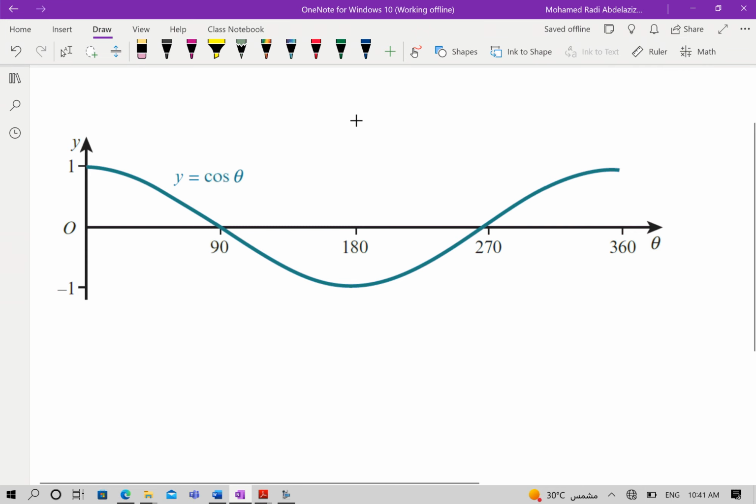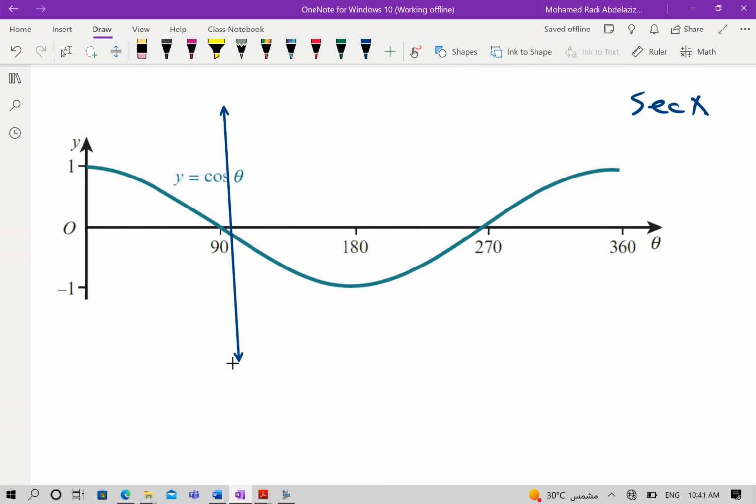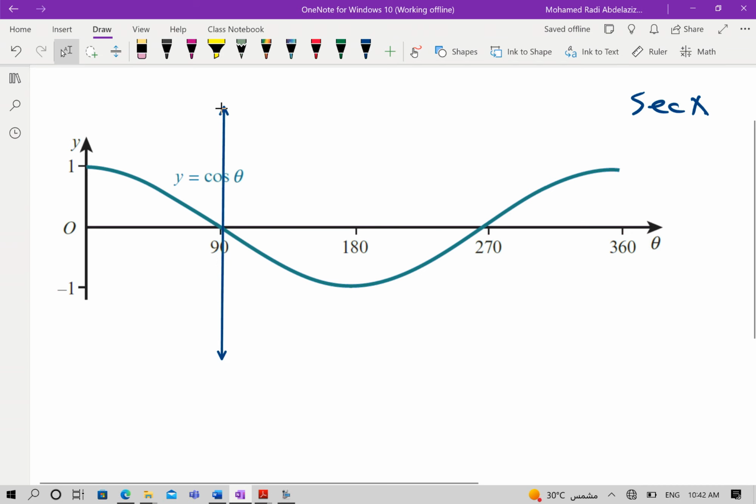The graph of cosine starts from 1, 0, minus 1, 0, and 1, from 0 to 360. How to sketch the graph of the reciprocal of cosine, which is sec x? Where are the asymptote lines? At 90, because the reciprocal of 0 is infinity, and 270.